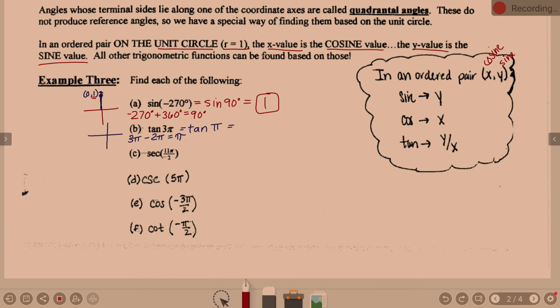What is that ordered pair at 180? Negative 1, 0. You go left 1, up or down 0. Does that make sense? I don't want you to rely on looking at the unit circle. Just think logically. If you were graphing an ordered pair, you would go left 1 and then up or down 0. So what is tangent? 0, because y over x is 0 over negative 1, which is 0.